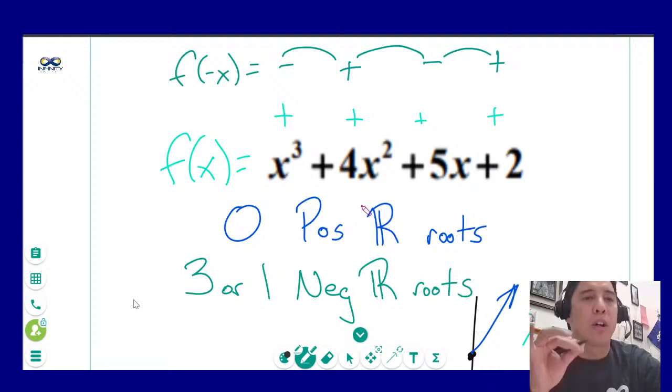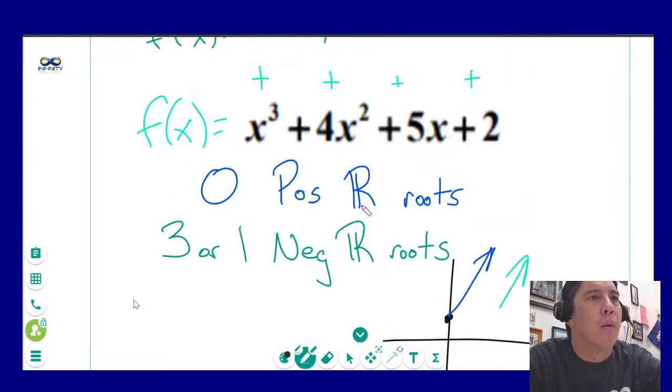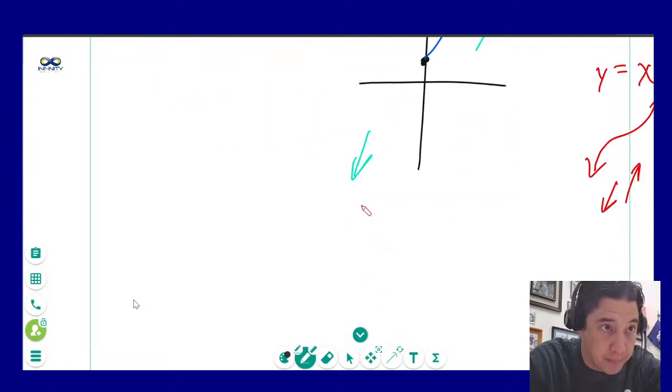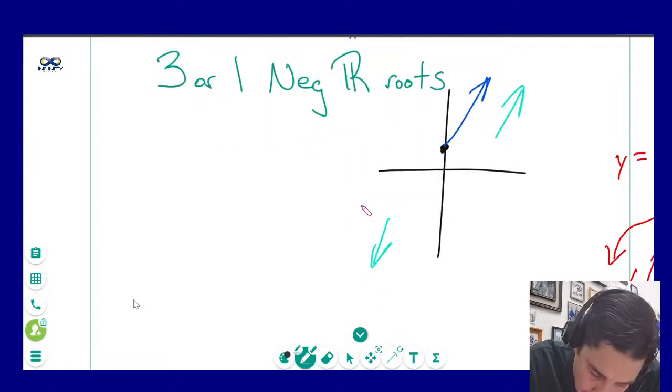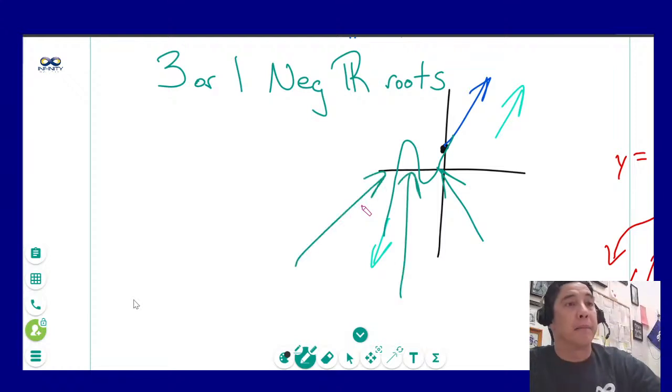And what does that look like? That's very simple, guys, and that shouldn't scare you. If I had 3 negative real roots, that would look like 1, 2, 3. You see, I touched the x-axis 1, 2, 3 times.